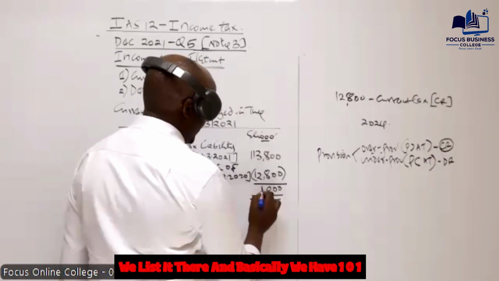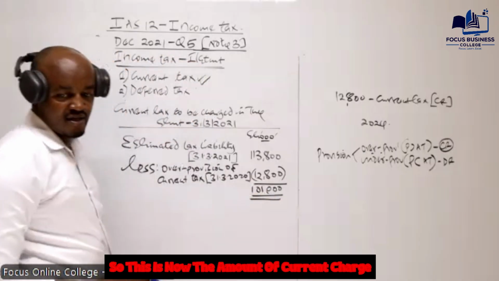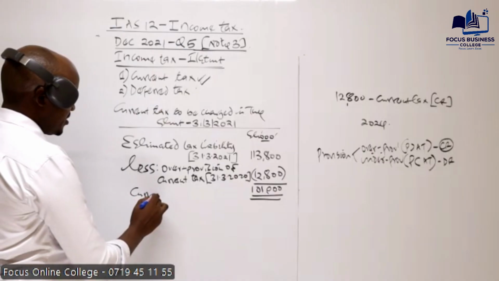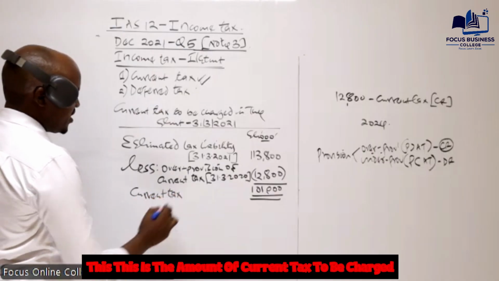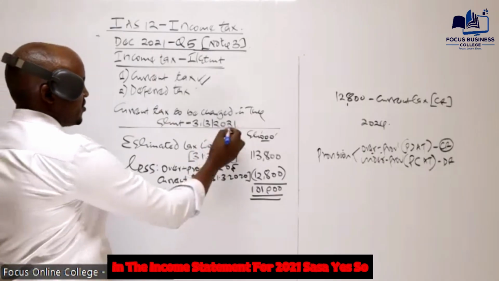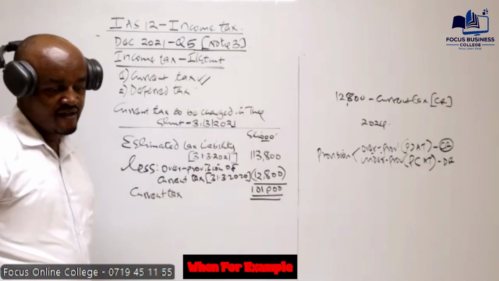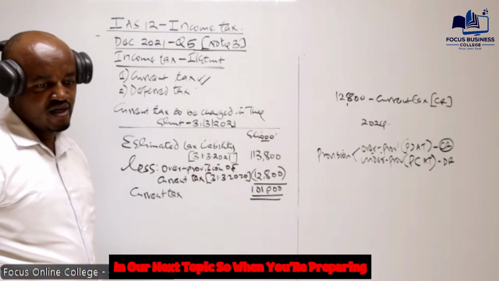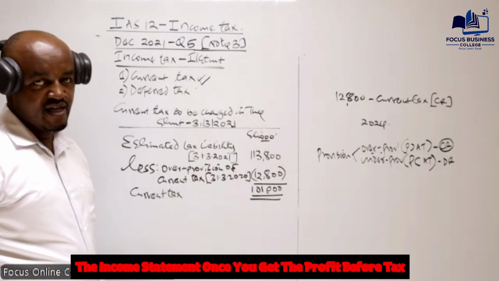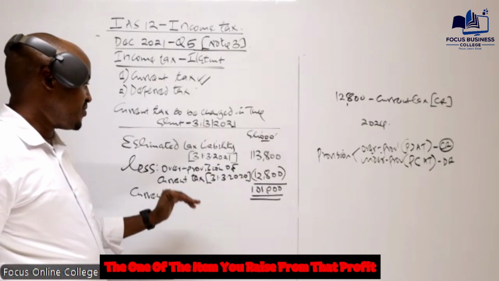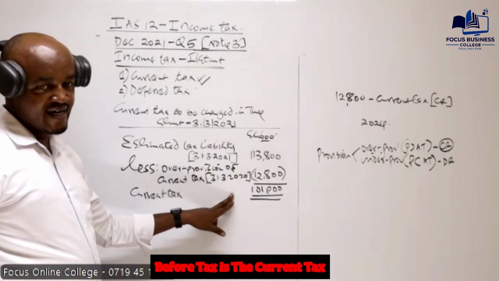And basically we have 101. So this is now the amount of current tax to be charged in the income statement for 2021. Actually, we are going to do that question in our next topic. When preparing the income statement, once you get the profit before tax, one of the items you raise from that profit before tax is the current tax.